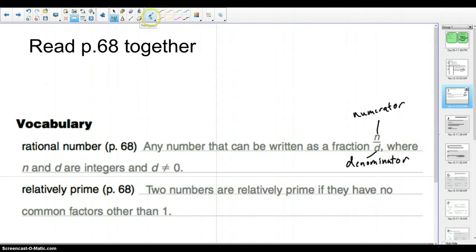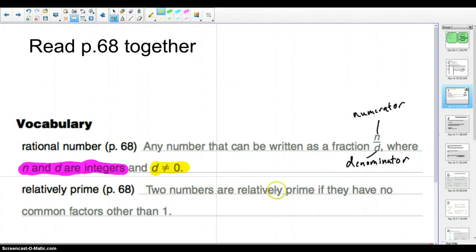The one thing that we have to remember with this is that n and d are integers. So that means they are going to be whole numbers that are either positive or negative. The one restriction that we have to have on those is that d cannot be 0. Remember, anytime we're dividing, 0 cannot be in the denominator. That doesn't work mathematically.